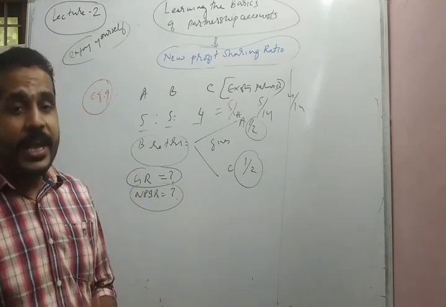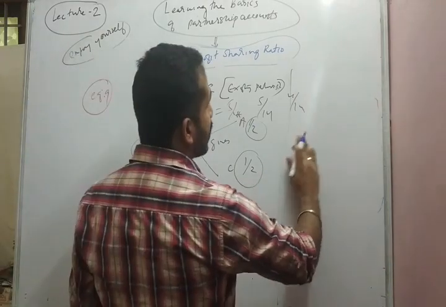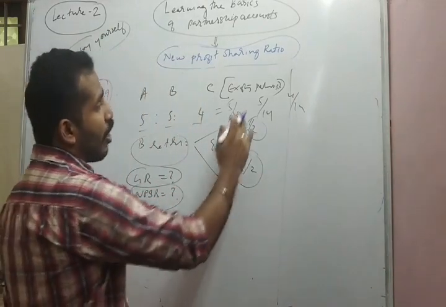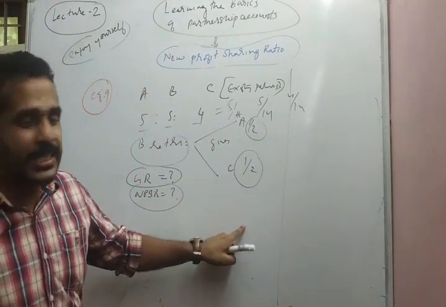So talking about the gaining ratio, how will we calculate the gaining ratio? B has contributed from his share of 5 by 14, half to A and half to C.